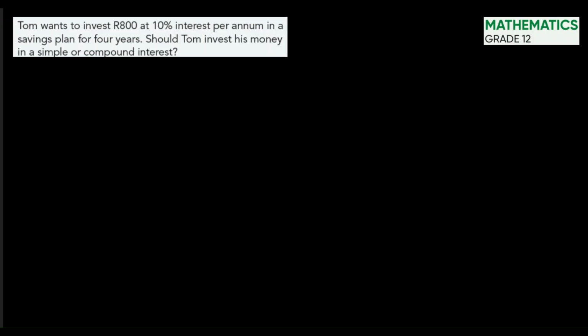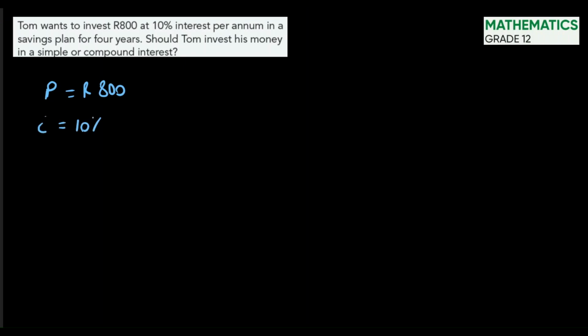In this video, we'll be covering the difference between simple interest and compound interest. We'll be really covering the basics of that. Suppose you're given that Tom wants to invest an amount of 800 Rand. This is called the principal amount. He wants to invest it at an interest of 10%.